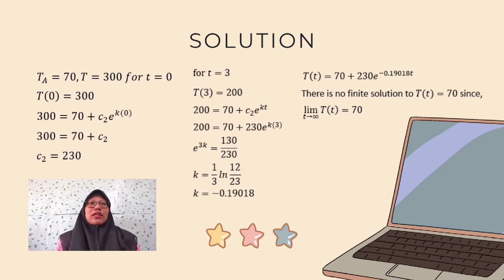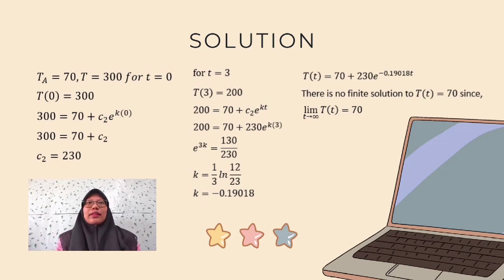We know from the information given that T is equal to 300 when the time is 0. So we substitute it in the equation. So we got T(0) is equal to 300, where we substitute t is equal to 0, then we get the constant, which is 230. We also know that after 3 minutes the temperature is 200 Fahrenheit, so we substitute t is equal to 3 in the equation to get the K value, which is negative 0.19018. Then from this information that we got, we substitute in the equation.